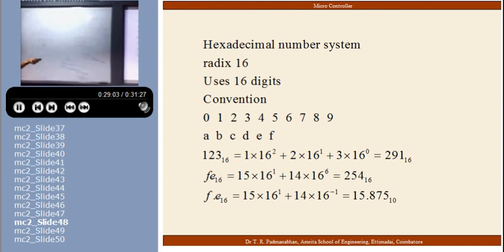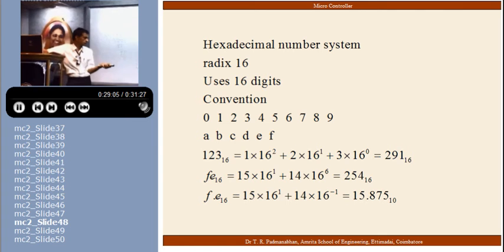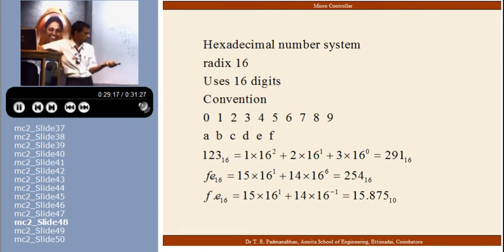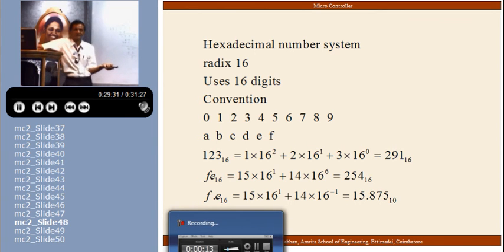I have taken the same hex digits. I put a radix point here, a hex point. It is F point E. The magnitude is 15 multiplied by 16 raised to 1, plus 14 multiplied by 16 raised to minus 1. Please correct me.